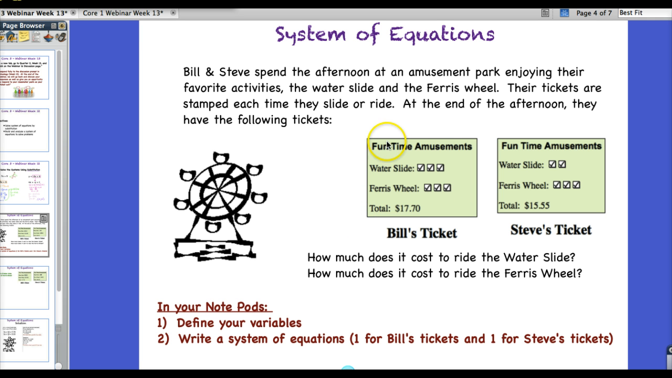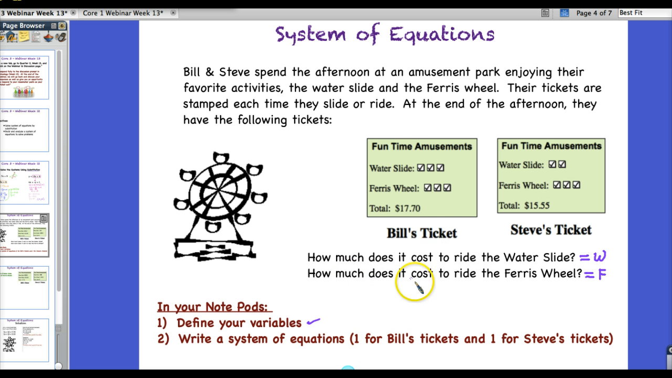Okay, so if we take these individually, first of all, defining your variables, it's always what you're looking for. And you can see when you look at the questions down here and it says how much does it cost to ride the water slide, well, that is one thing you're looking for, right? The cost of the water slide. And some of you guys said that would be W. And then the cost of the Ferris wheel, most of you guys said F or some form of that. So we can do W and F. You can also do X and Y, either one. So we have defined our variables. And that will just help you when you're writing your systems of equations.